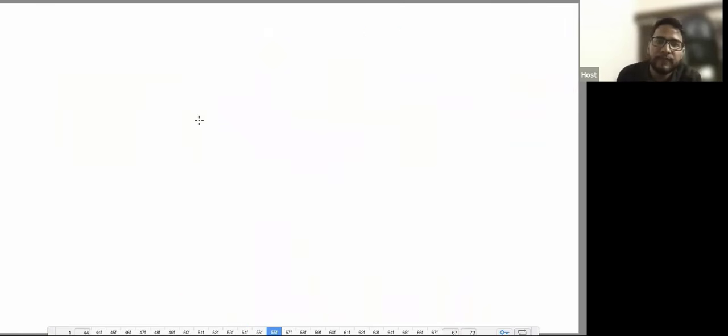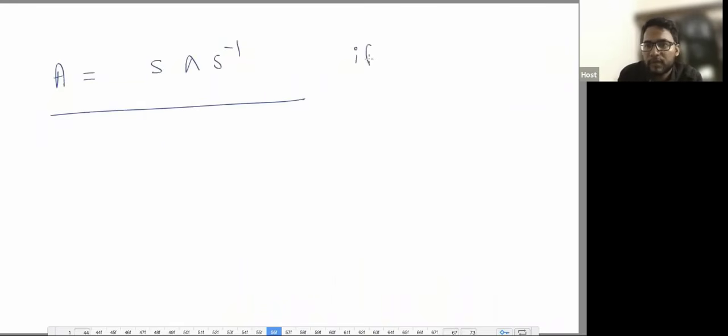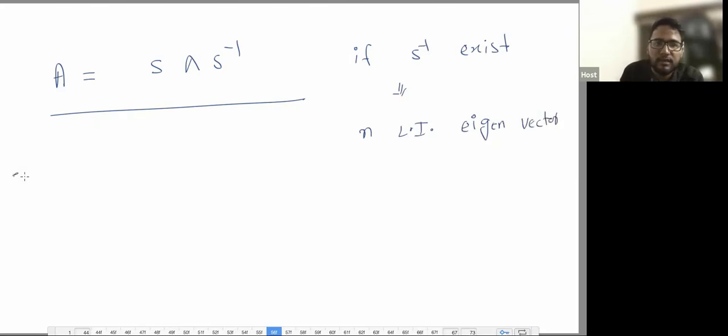So basically, any matrix A can be written in this form if S inverse exists. Which means if you have n linearly independent eigenvectors, then only S inverse exists, right? Because S is just all the eigenvectors, non-singular. If S inverse exists, then you can write a matrix A like this.